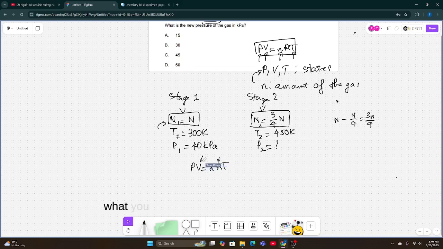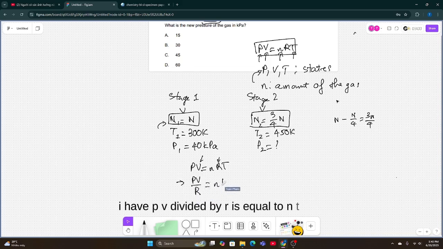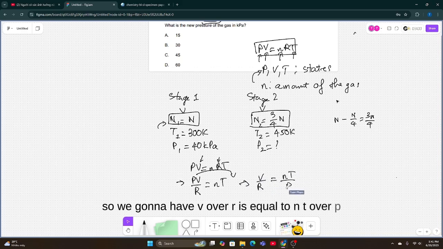So what you want to do is move all of the constants onto one side and all of the non-constants onto the other side. Okay, so here I divide by R on both sides. I have PV divided by R is equal to nT, right? P is not a constant, so ideally we want P on the right-hand side, right? So we're going to divide, and we have V over R is equal to nT over P.